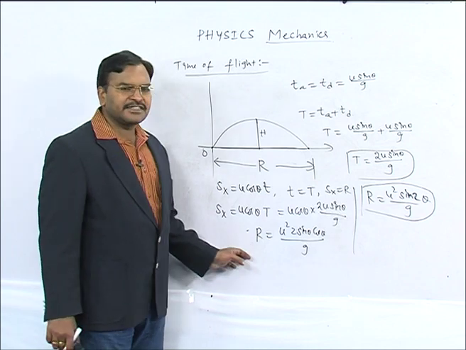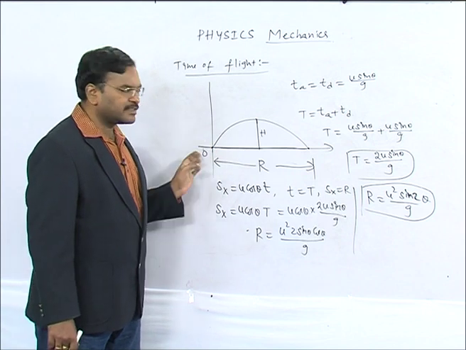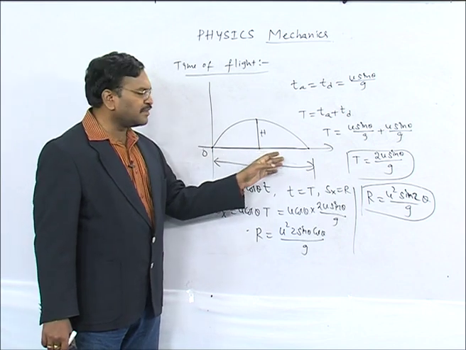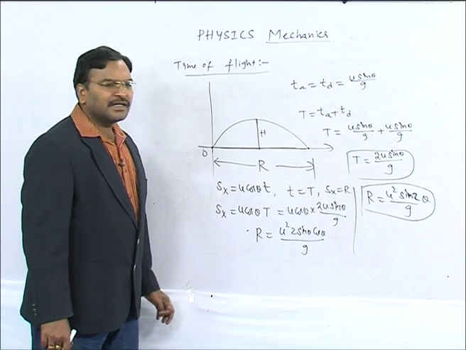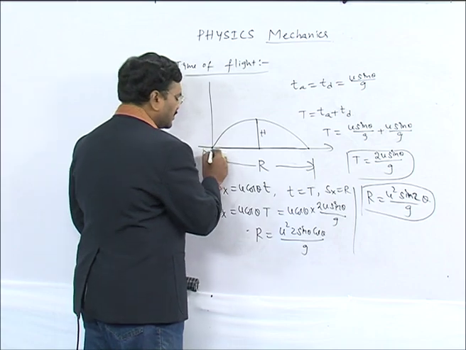What is range? The horizontal distance travelled by the projectile during the time of flight is called range. In the diagram, how do we represent it? From here to here is called the range.